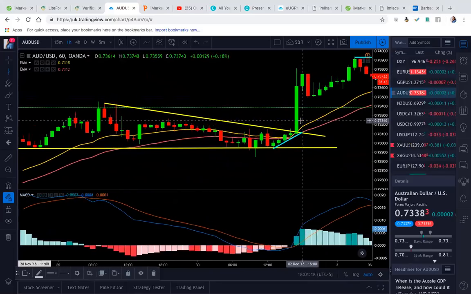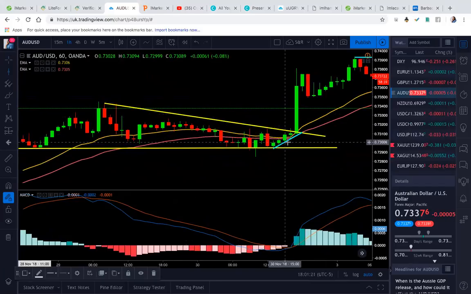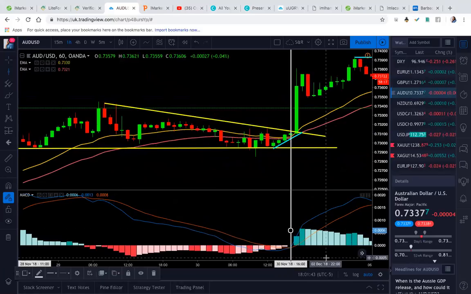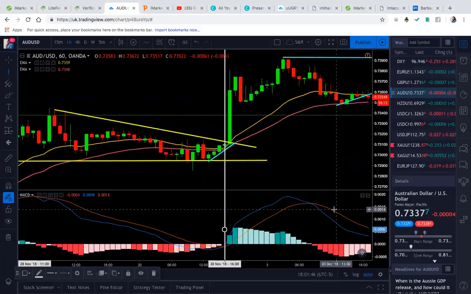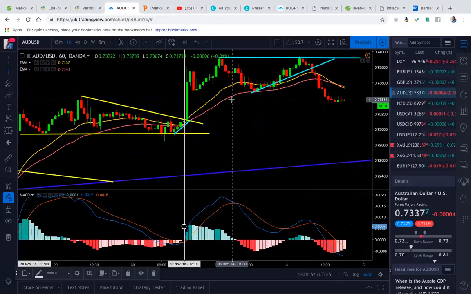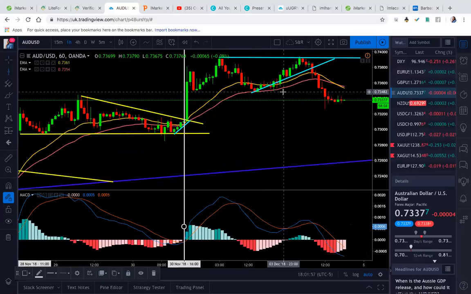Now, what we need again for our confirmation that this was going to break our flag is for the MACD to cross. This is a case where you can actually use the MACD as your indication to jump into the trade, because you can see that the lines in the MACD crossed right there, on this candle. And that would have been our indication to get in for the continuation after the breakout of this flag.